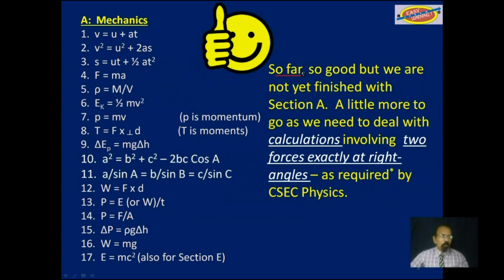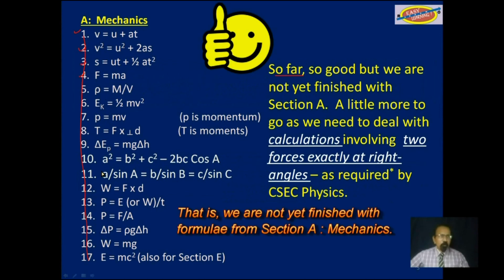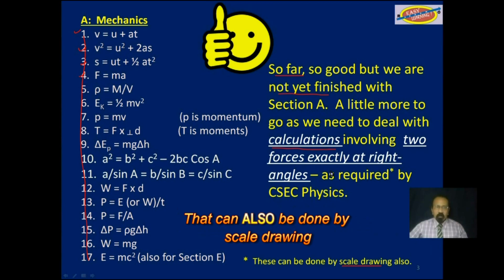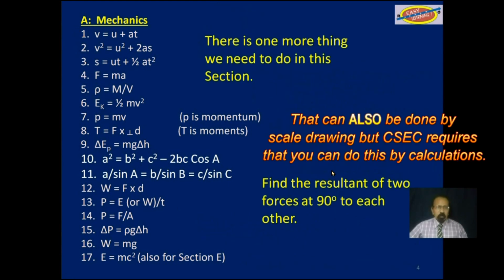So far, we have looked at all of these formulae here, but we are not yet finished. We need to learn how to resolve two forces at right angles using calculations. That can be done by scale drawing, but CXC wants you to be able to do this by calculation. So, the resultant of two forces which are at 90 degrees to each other.